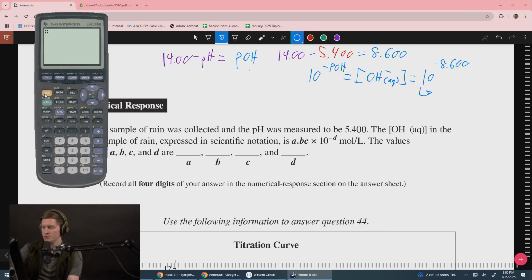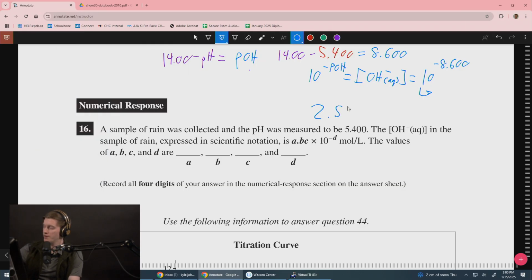We will do 10 to the power of negative 8.600. And we have three significant digits because of pH sig dig rules, but you get 2.51 times 10 to the negative 9. So our answer here would be 2519. You don't really have to worry about significant digits because they tell you that they want it to this many significant digits. That's one way of going about it. So you did 14 minus the pH to get pOH, 10 to the power of negative pOH.